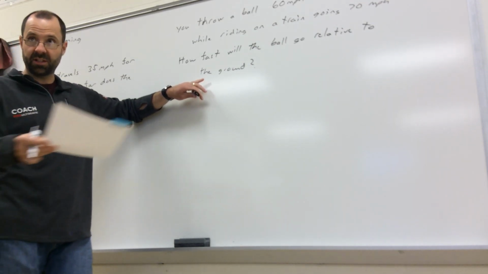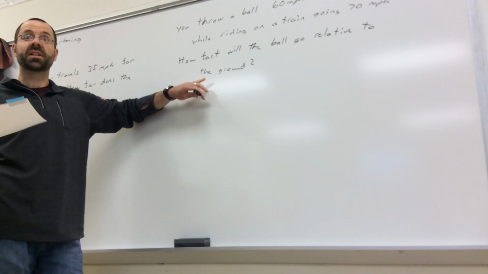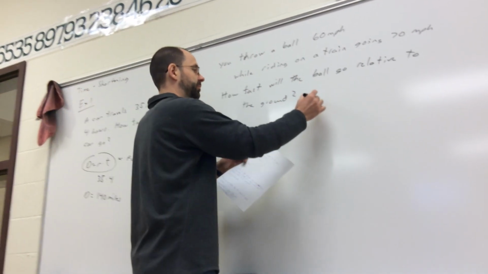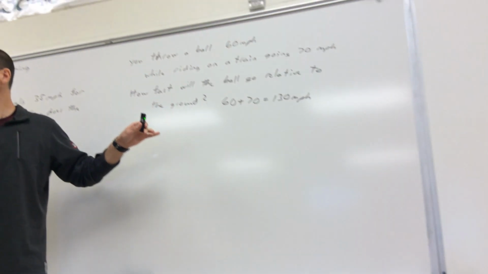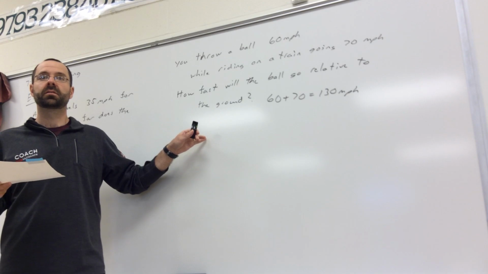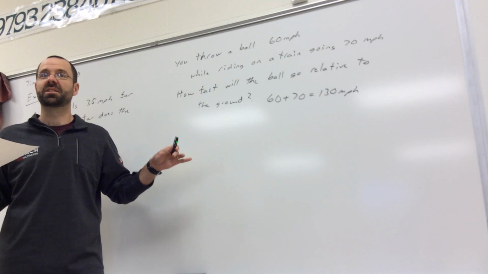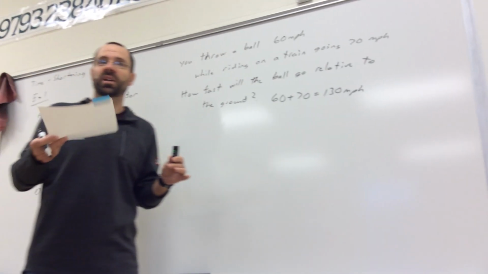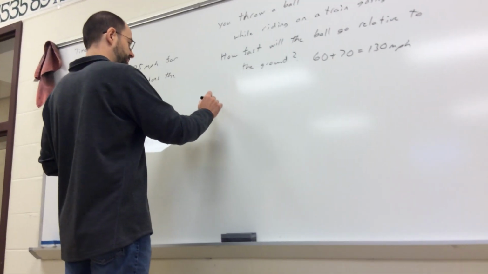So you're going 70, right? You throw the ball 60. So how fast is the ball going relative to the ground? 130 miles an hour, right? Because it's already going 70 even before you throw it. But relative to the train, the ball's going 60 miles an hour, right? So notice I'm using the word relative, right? And that means the theory of relativity may come up, right? All right, so yes, it comes up right now.